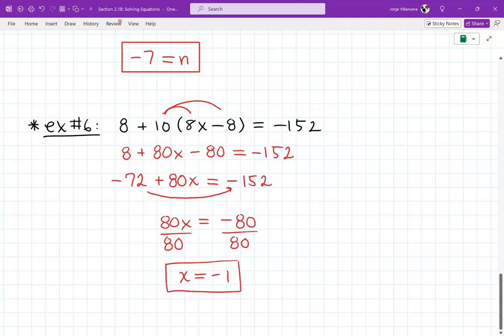So there you go. So your homework is basically questions like this. Nothing too terribly difficult. Yeah, it might take you a couple steps, but it shouldn't be like brain racking or anything like that.